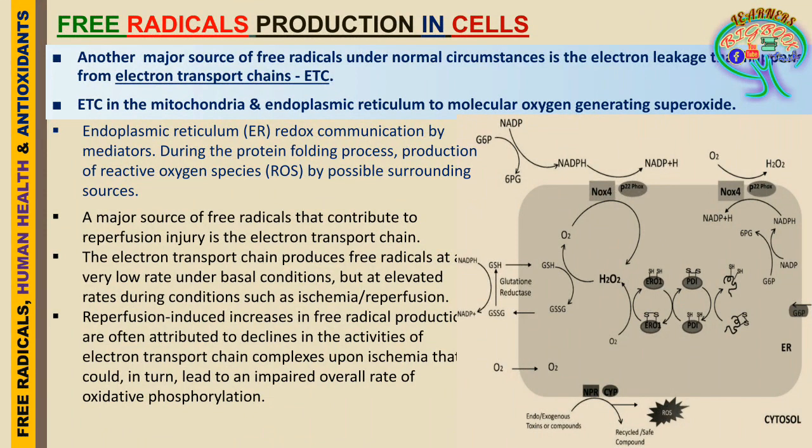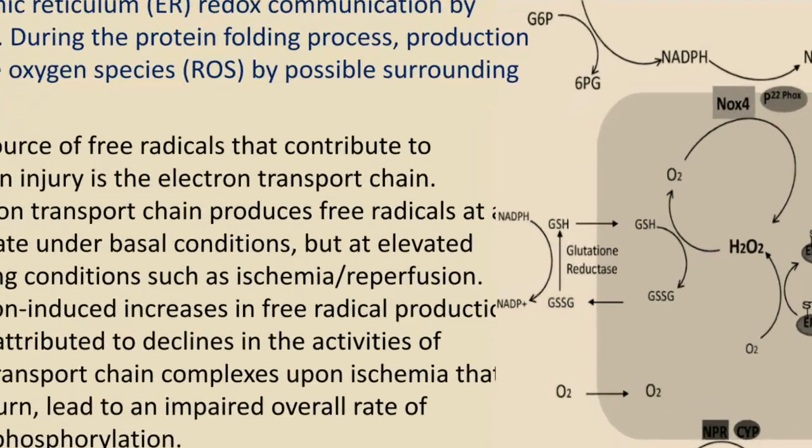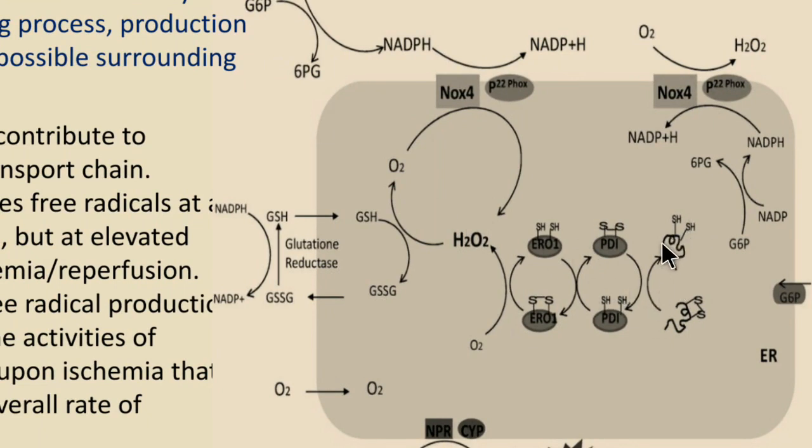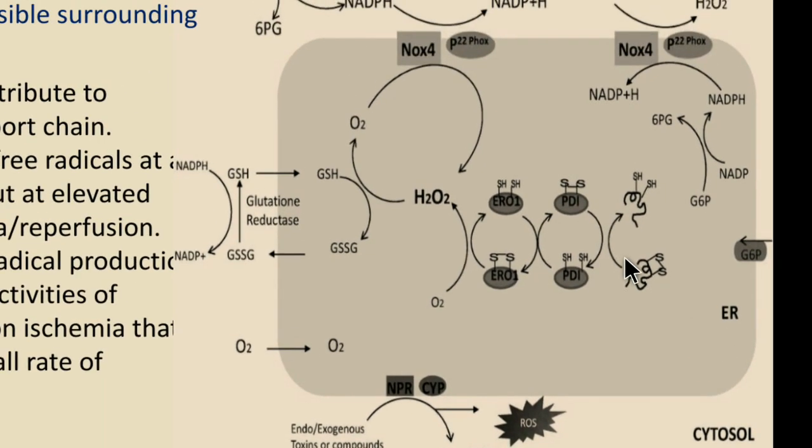Well, coming to this slide, here we discuss the action of the production of proteins. In the sense, the protein folding process is going to take place in the endoplasmic reticulum, where certain redox communication is going to act as the mediators, where there will be the possible formation or production of reactive oxygen species by possible surrounding sources. Now here the diagram which has been taken into consideration is showing the folding of the protein. Here you can see the protein folding is taking place, and this ER is nothing but the endoplasmic reticulum, and it is the cytosol where the ER is present.